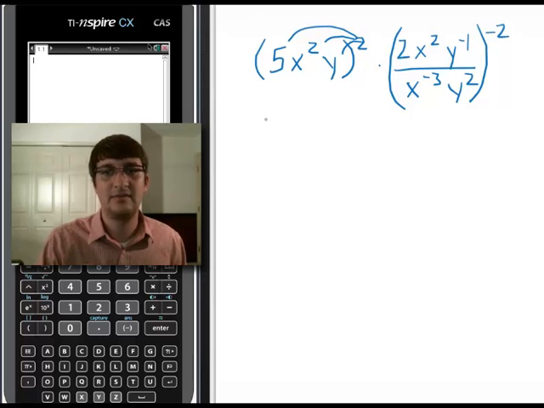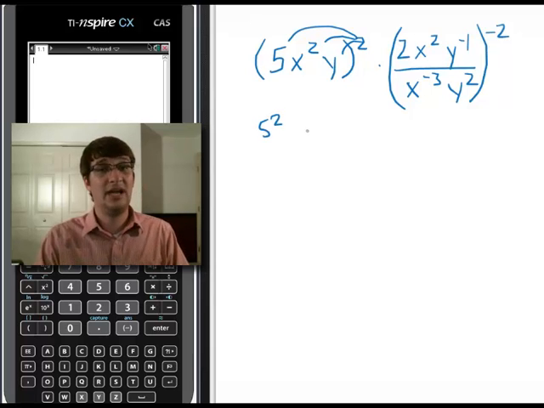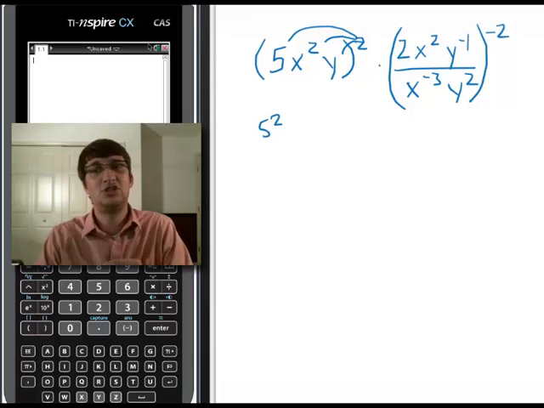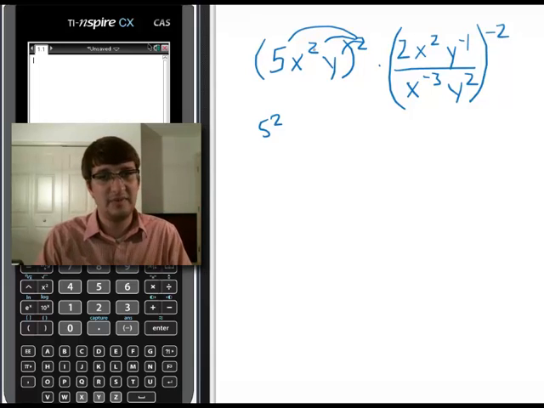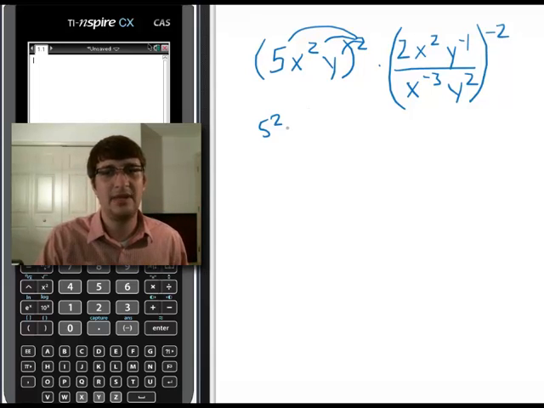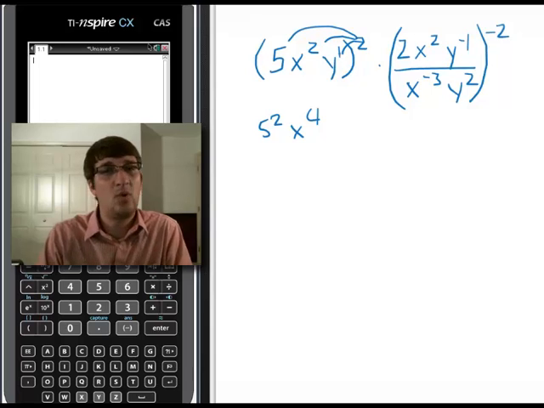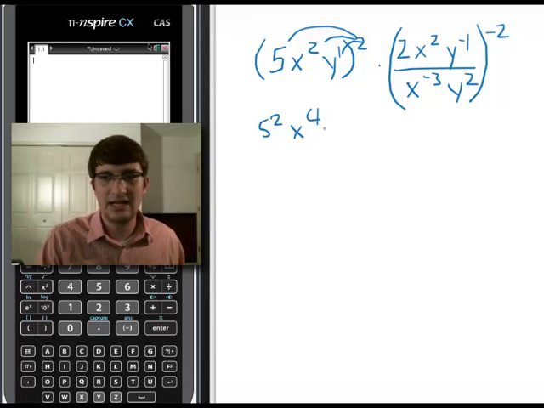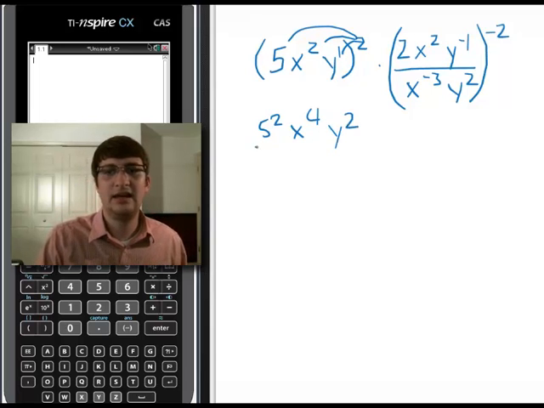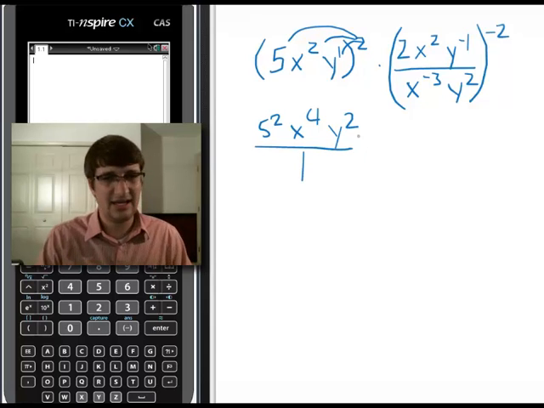So 5 is going to be squared. We're going to have x squared. Now when this 2 gets attached to it, it's going to be multiplying this 2 up top, so it's just going to be x to the 4th. This y is to the first power. The exponent itself, 1 times 2, will give you y squared. Okay, and then again, I'm going to put that over 1, like I did earlier.